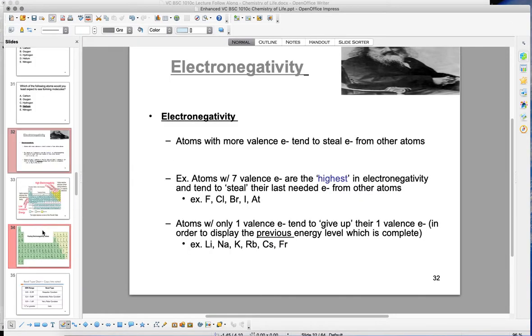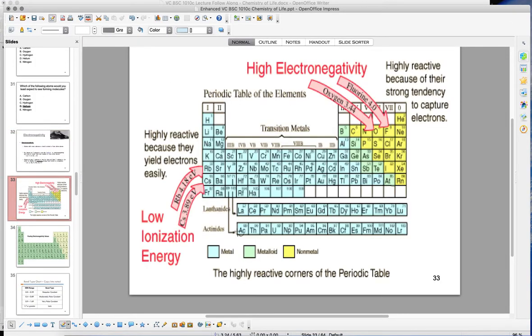So if we look here, on the periodic table, the trend of electronegativity is going to be up and to the right. You can see here, fluorine has an electronegativity value of 4, which is our highest. Fluorine is pretty much the most electronegative atom that we know.